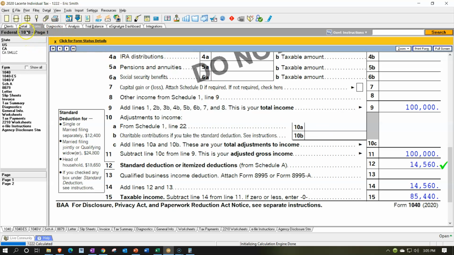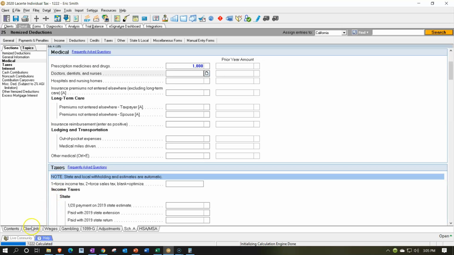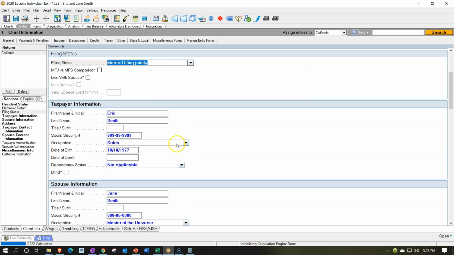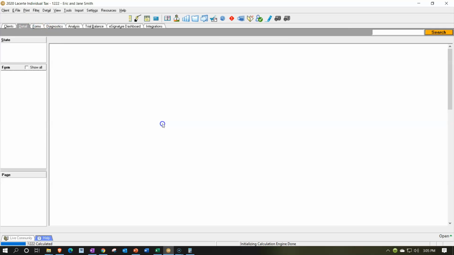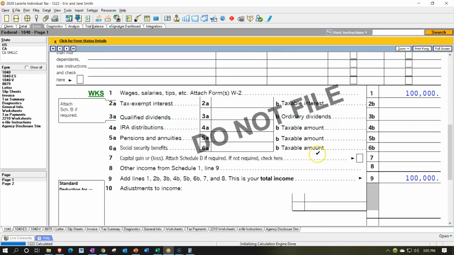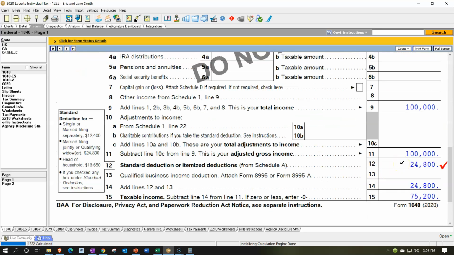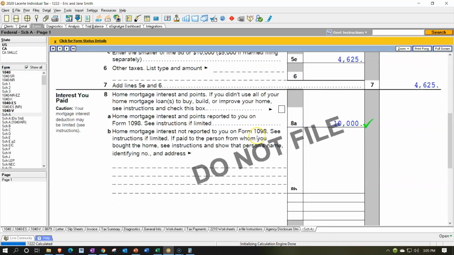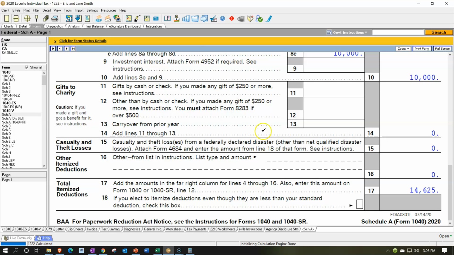Let's check that out. Let's say Eric's getting married again. We're going to go back to the client information and say that Eric got married again, married filing joint, to Jane, Eric and Jane. So if we go back over, now we've got married filing joint. And if I go down to the standard deduction, we're at the $24,800. We're not taking the itemized deduction. You can see Schedule A is gone because the itemized deductions are not greater than the standard deduction. So here's what we've got on the itemized: not greater than the standard deduction.